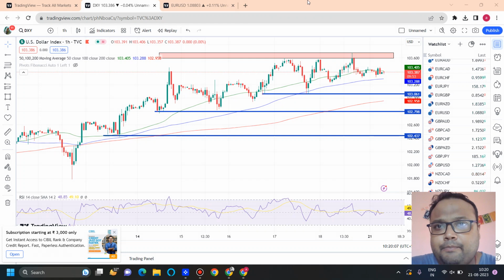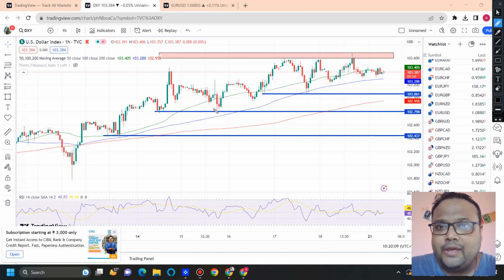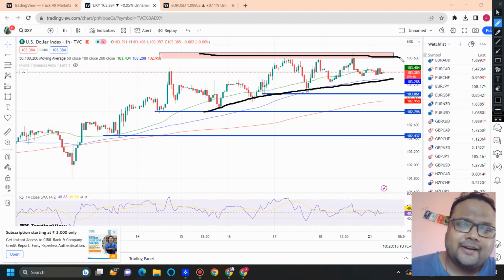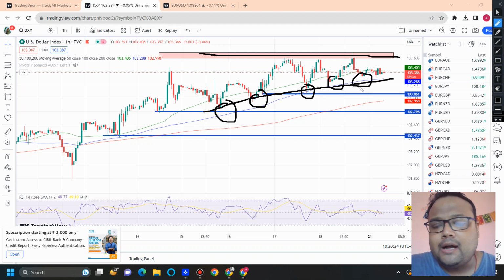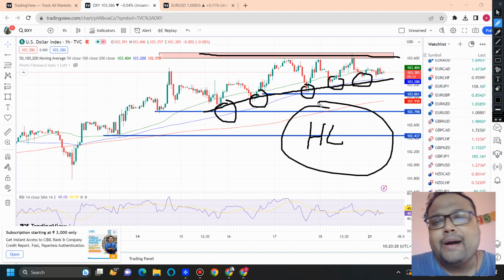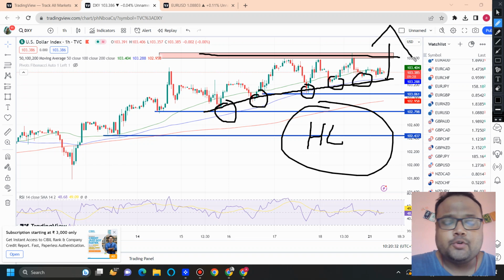But the problem is that we also have an ascending triangle pattern here. On Saturday we discussed this. Ascending triangle pattern is a bullish pattern where we have resistance at the top and the market continuously forms higher lows, and the formation of higher lows indicates that new buyers are joining, and at one point we get to see a breakout. So let's wait and watch whether we get the breakout or not on the chart of DXY.